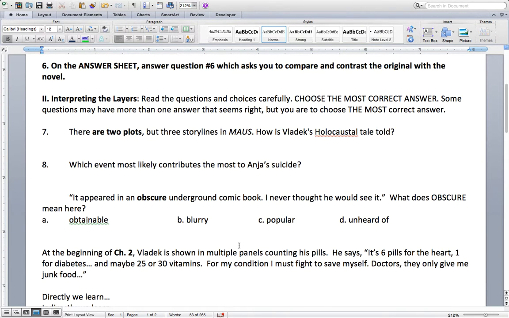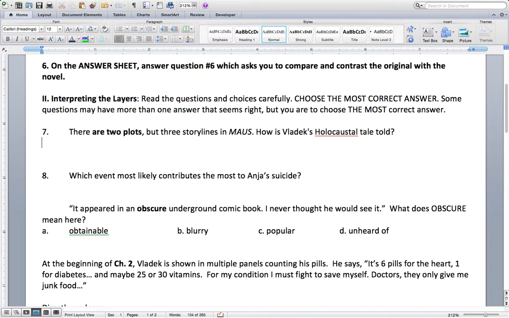Here are some of the other questions that you'll encounter. There are 2 plots, but 3 storylines in MAUS. How is Vladek's Holocaust tale told? Well, first of all, I'm going to think this out. What 3 storylines? What are they?